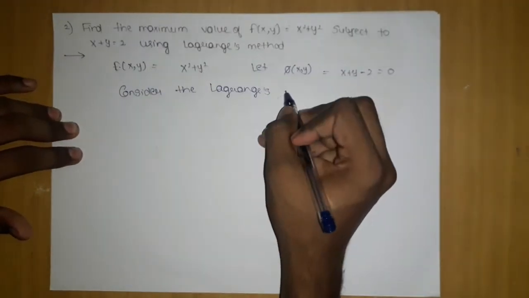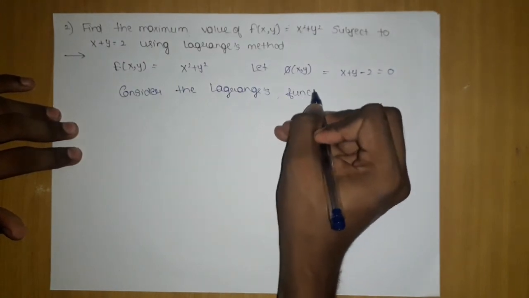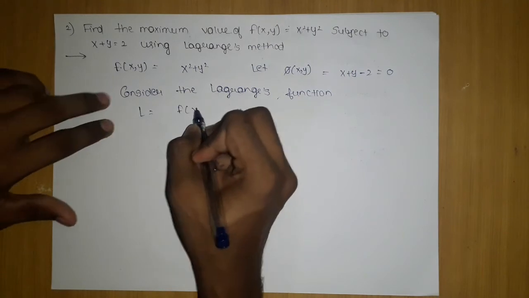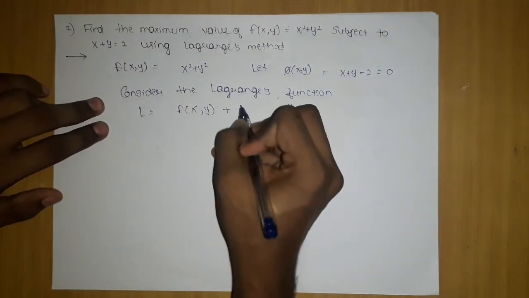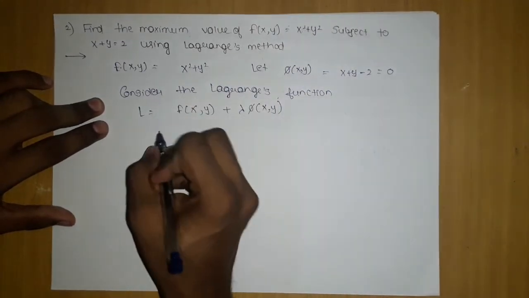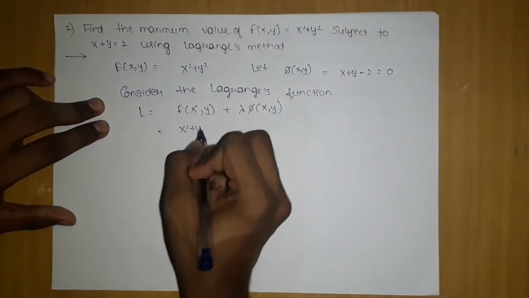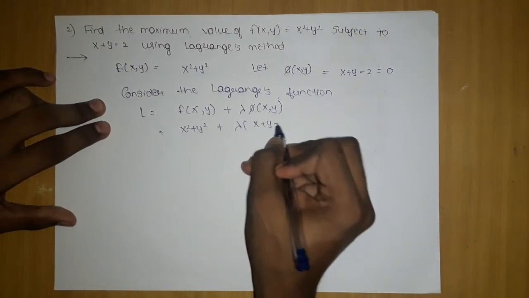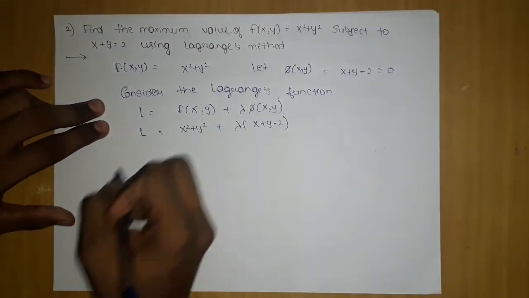Now our next job is to consider the Lagrange function. What is the Lagrange function? How do we consider it? L equals f of x comma y, since two variables are involved, plus lambda times phi x comma y. We substitute: x square plus y square plus lambda times x plus y minus 2. This is our L.